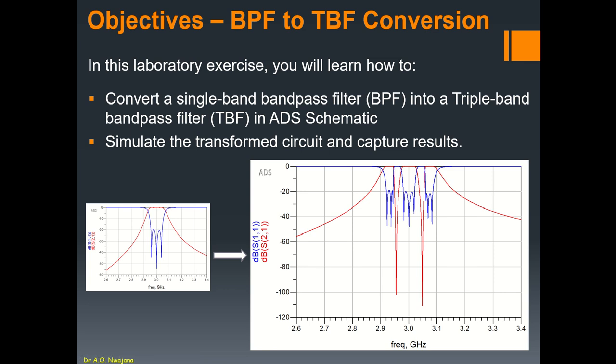Today we'll be looking at the technique for converting a single band bandpass filter into a triple band bandpass filter. In our last video, we looked at how we can convert from single band to dual band. Today we're extending the knowledge to a triple band bandpass filter. You need to know that this is basically the same approach. We just need to extend the number of poles that we convert to achieve a triple band filter.